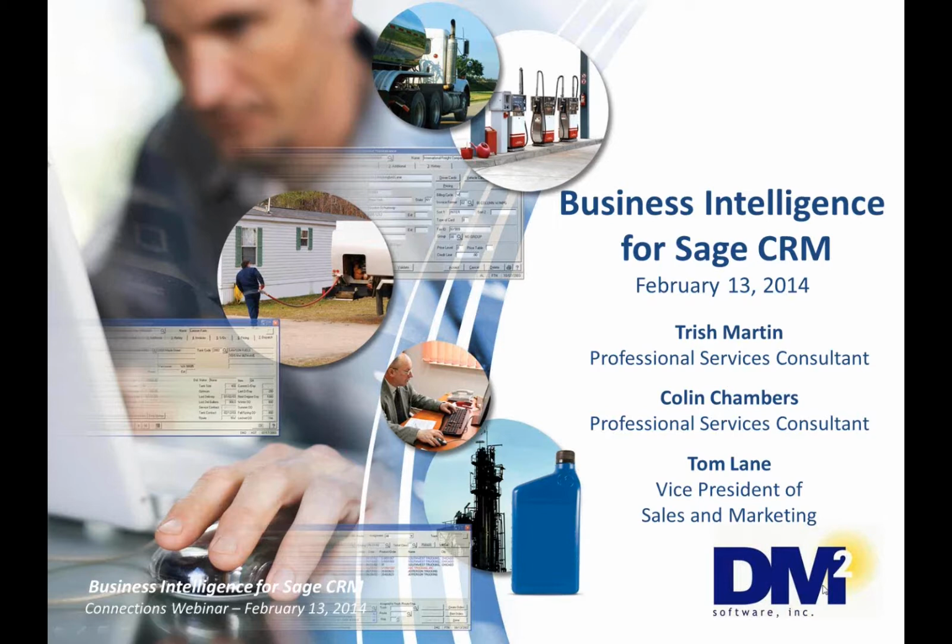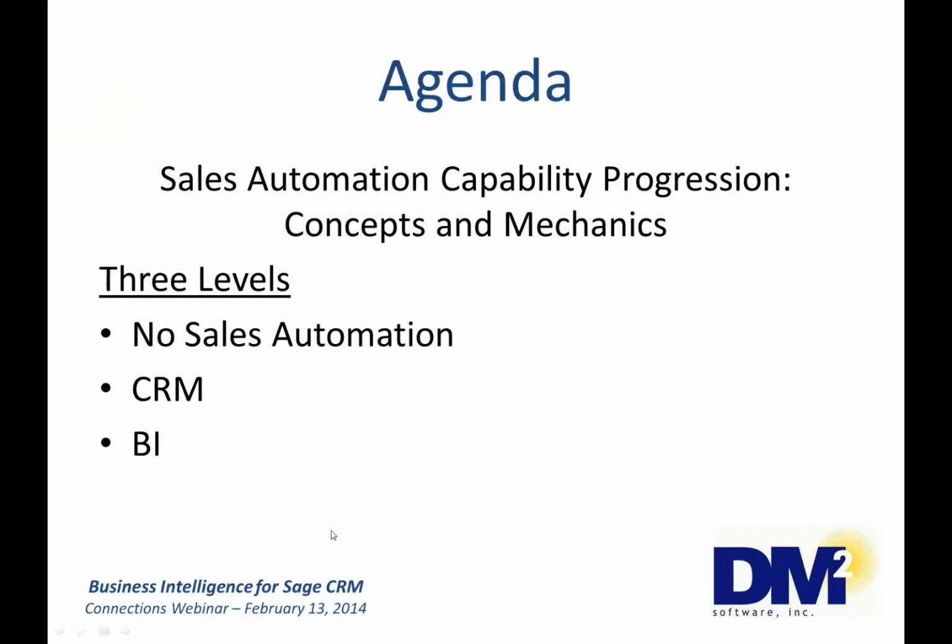Good morning. Thanks for joining us today. Welcome to Business Intelligence for Sage CRM. Today I'm going to pull up the agenda. We're going to look at sales automation, the capability progression of sales automation. What we'd like to do is discuss a few concepts and then show the mechanics. As we go through this, you'll see that we're going to explore three levels: a scenario without sales automation, with CRM, and then BI, Business Intelligence, and CRM working together.